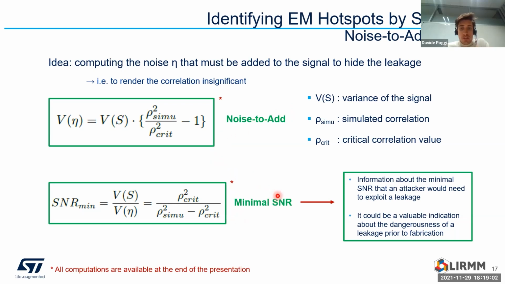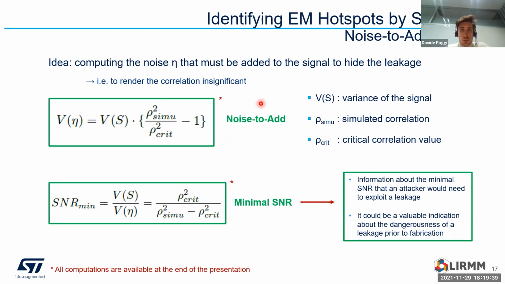expression, that is the minimal signal to noise ratio. This expression tells us which is the minimal signal to noise ratio that we have to observe by simulation if we want to exploit a potential leakage. So this is, in our opinion, a useful information for designers because they could be able to evaluate the dangerousness of a leakage prior to fabrication, and so in order to be able to modify the design and delete the leakage.